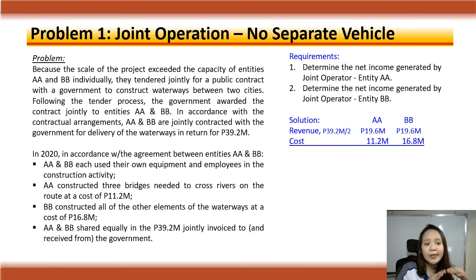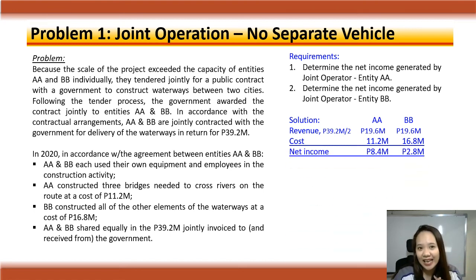Yung cost, may separate silang cost si AA saka si BB. So, i-minus mo sila. May kanya-kanya silang net income. So, yun yung sinasabi mo for JO with no separate vehicle. Yung operations nung joint venture na yon, ginawa pa rin sa libro yung existing na libro nina AA and BB. So, recognize mo lang yung assets and liabilities kung meron. In this case, ang meron mo lang revenues and costs. So, recognize it separately in their separate books. Paano nire-record yan, edi yung usual lang na revenue at cost na recording.